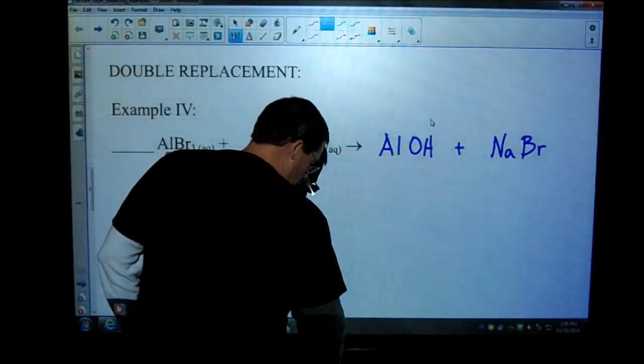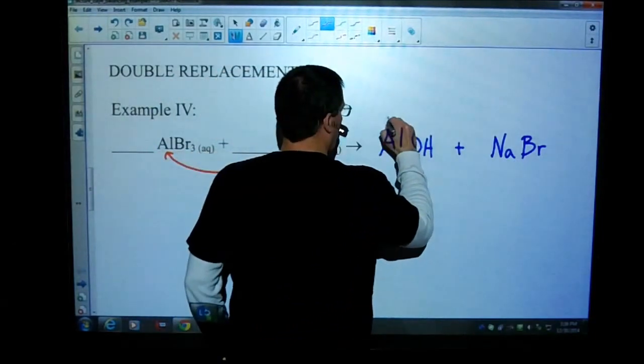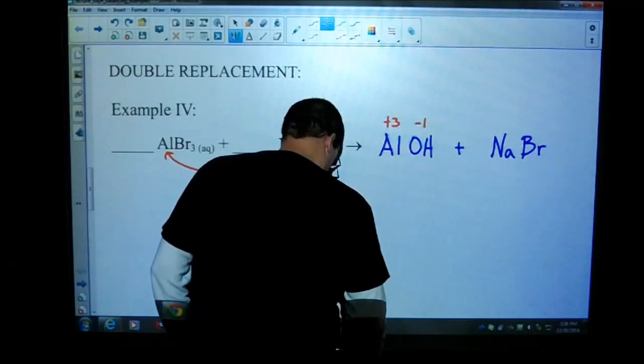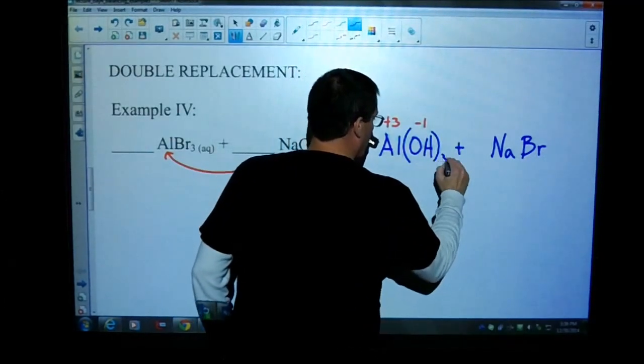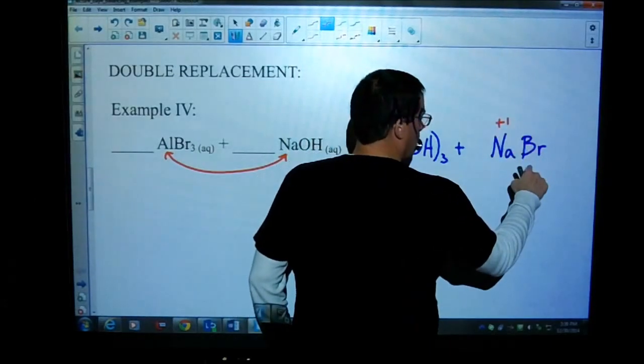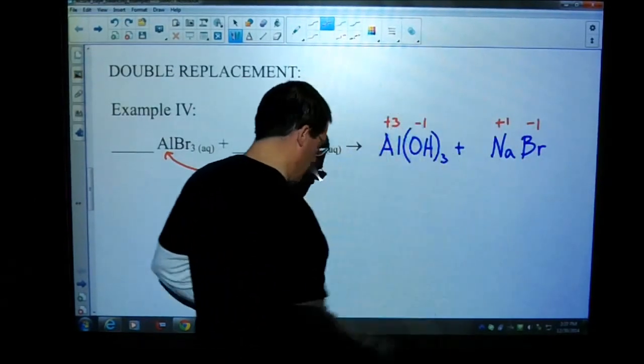Okay, balance the charges. It's a good habit to get into. Aluminum has a +3, hydroxide, the polyatomic, has a -1, so that means that we need 3 of those. Sodium is a +1 charge. Bromine is a -1 charge. So that one's good to go, as written.